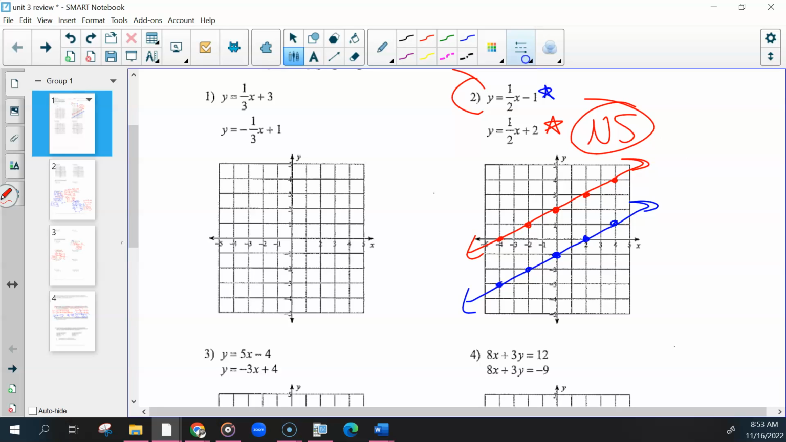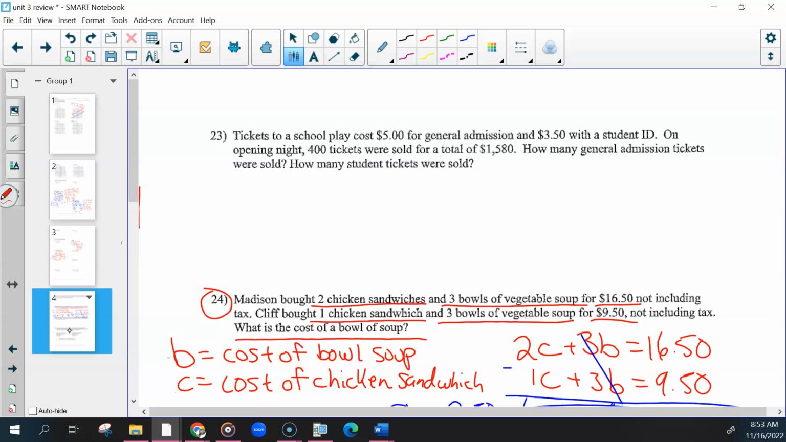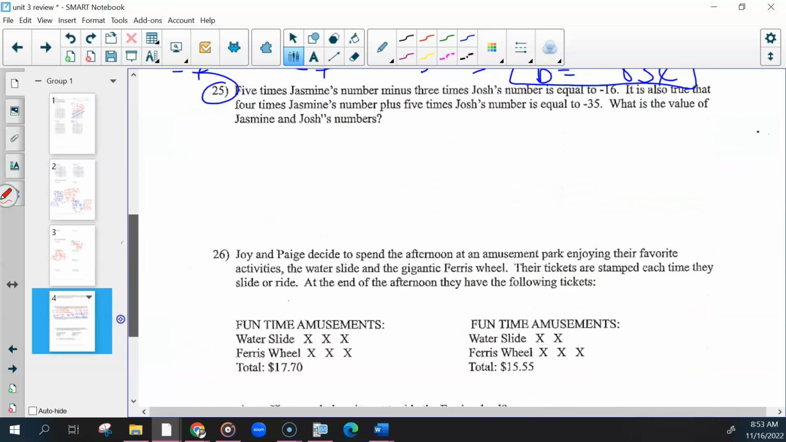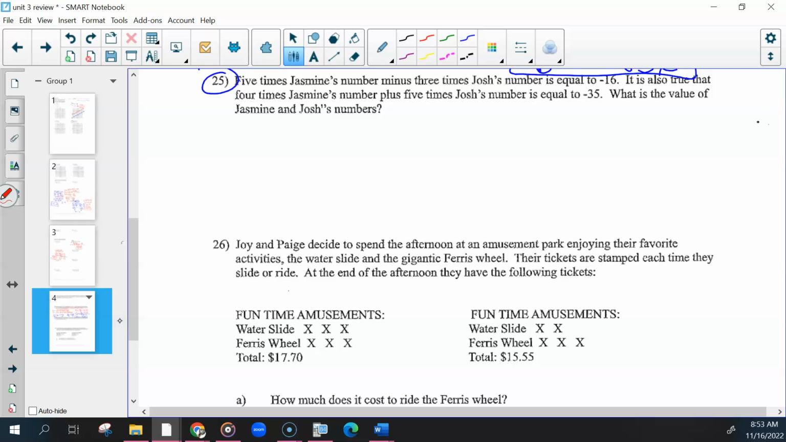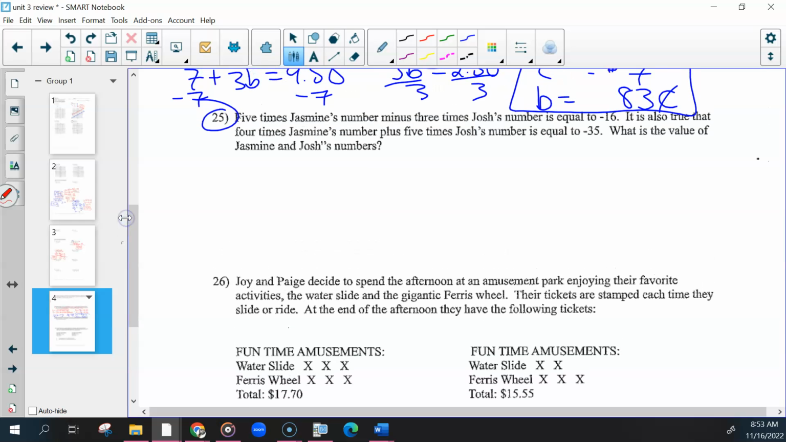Okay. Other questions on the graph? 4. We'll come back to 4. We'll do 25, set up 26, and then come back and do 4. 25 is a word problem, but not at the same time. It's really just math in words.